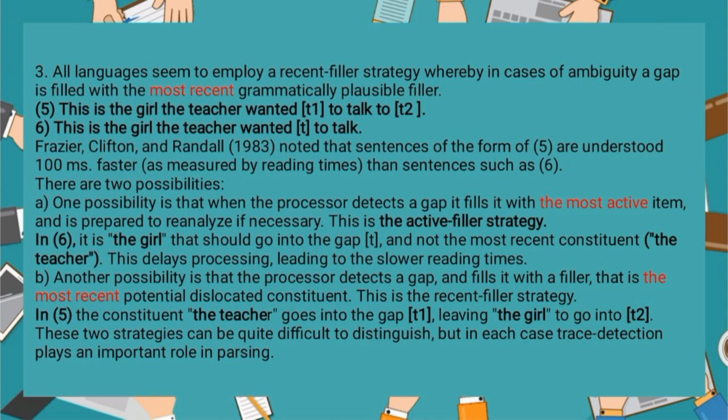Brains use a recent filler strategy to understand sentences with gaps. This means we fill the gaps with the most recent grammatically plausible word or phrase. It also makes understanding sentences faster, but sometimes it can lead to a delay if the initial filler is incorrect.